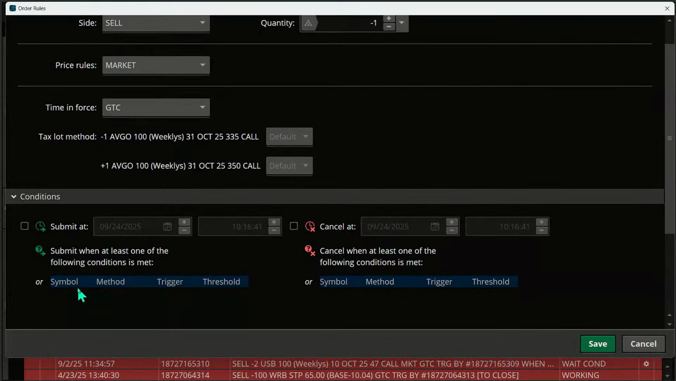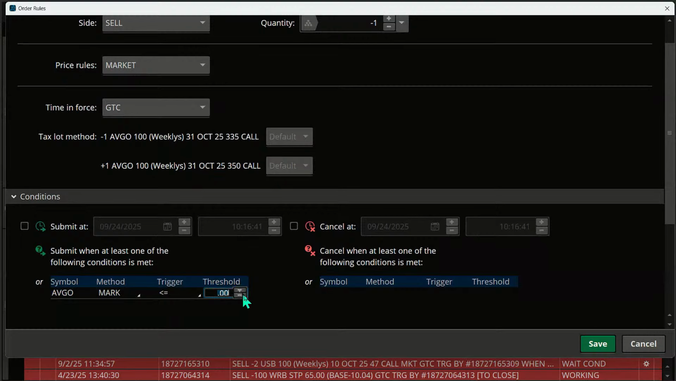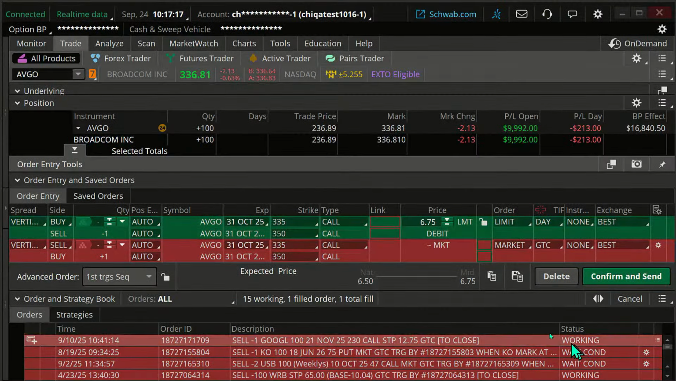And I'm going to say, I want to get out if Broadcom marks less than or equal to, and what did we say? We said, I jotted it down, 330. That didn't work. Let me try that again. I mean my number lock on my keyboard. 330, or if it goes greater than or equal to 365. Now, it may not hit either of those. And at some point, we'll look to get out anyway. But I'm going to click on save. There's my order. I'm going to click on confirm and send.